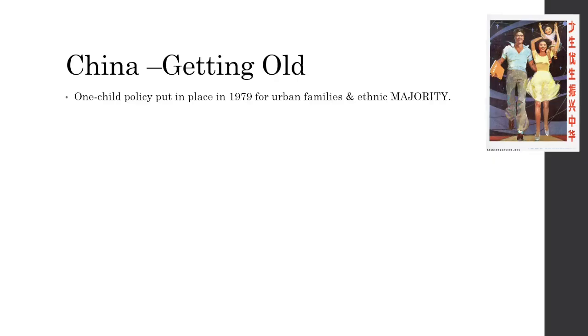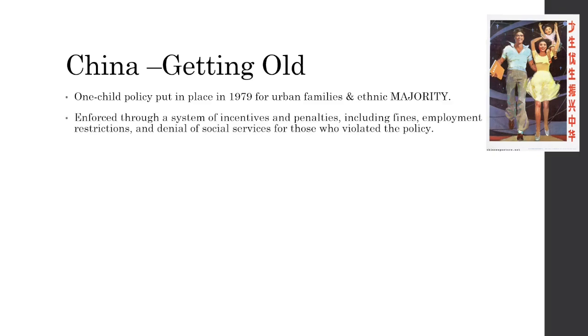So there was a one-child policy, you've probably heard of it. It was put in place in 1979 for urban families and the ethnic majority, not ethnic minorities. It was enforced through a system of incentives and penalties, kind of like their internal migration system, which includes fines, employment restrictions, and a denial of social services for those who violate the policy.